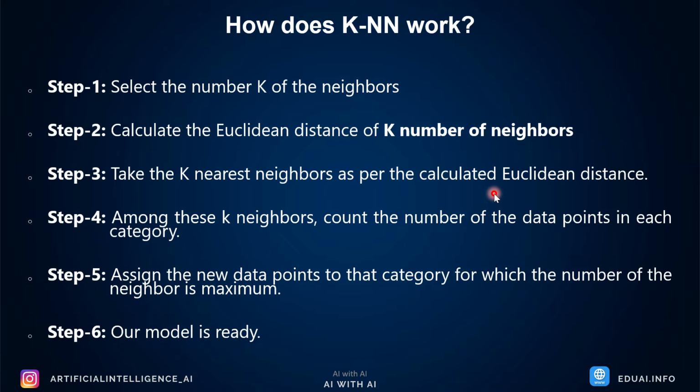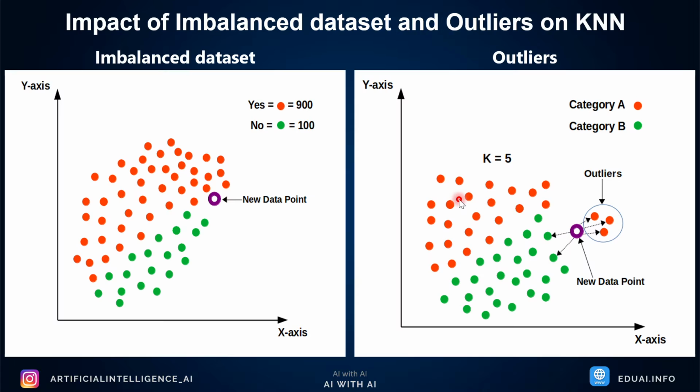Let me show you some more examples where this KNN algorithm should not be used. In this diagram, you can see we have two examples. The first example, on the left hand side, shows the impact of an imbalanced data set. What do we mean by an imbalanced data set? It is where the weightage of red data points is huge and green data points is very less.